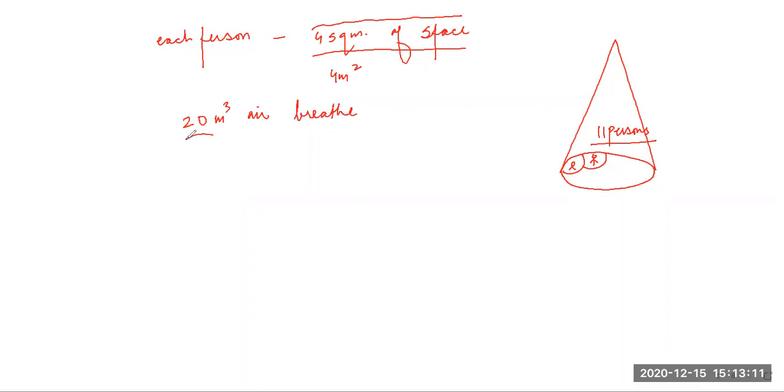Well, each person should be able to sit down or lay down. Obviously, he cannot lay down in 4 meter square, but he can sit down in a 4 meter square area. And we also want 20 meter cube of air for him to breathe. So he's talking about the internal volume of the tent. This multiplied by 11 will be the total volume of the tent. Each person should have 20 meter cube of air to breathe.